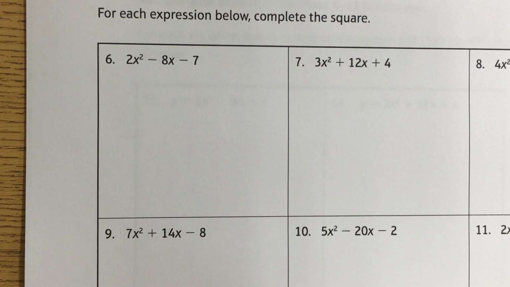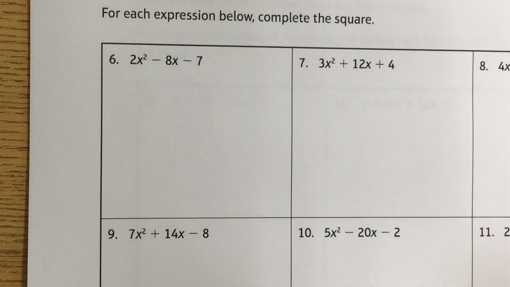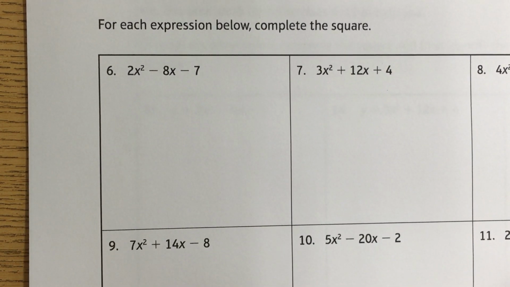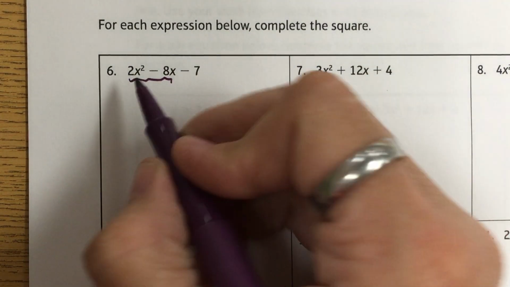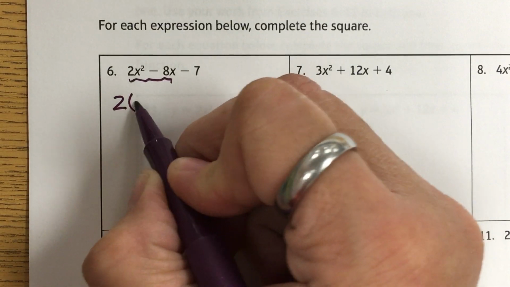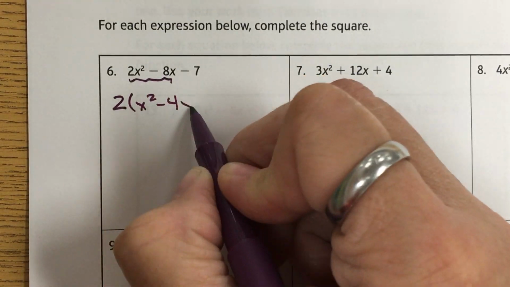Okay, so we are in lesson 23. We're on page 666. We are doing completing the square when the a value is something other than 1. So you look at the first two. You take out the 2 and you do x squared minus 4x.